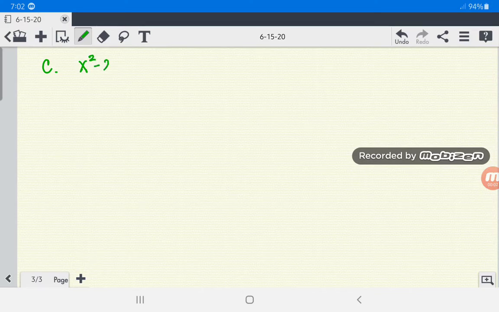Letter C, we have x squared minus 25 equals 0. So this is not a trinomial. We have here a binomial. Notice that x squared is a perfect square. The second one is also a perfect square. And then the operation is minus. So this is an example of a difference of two squares.